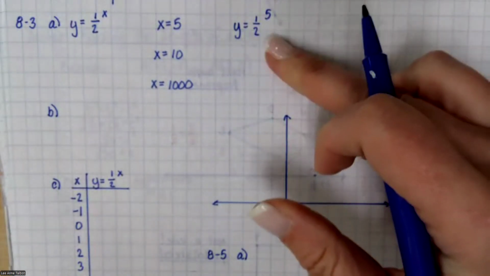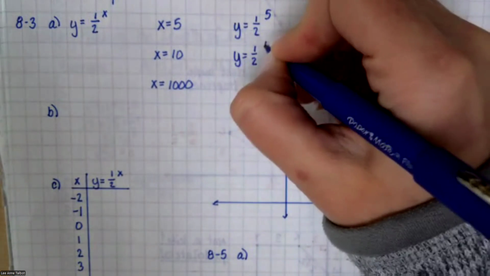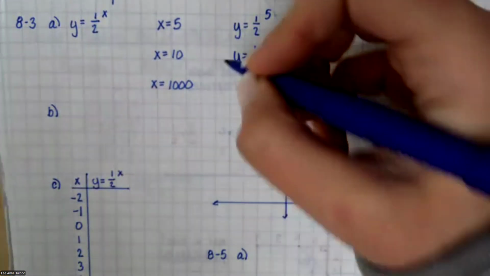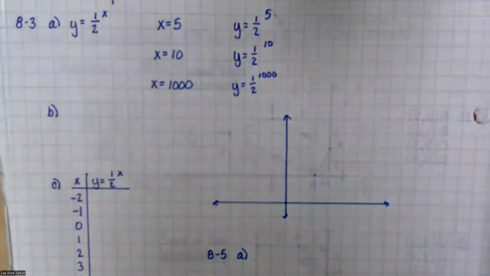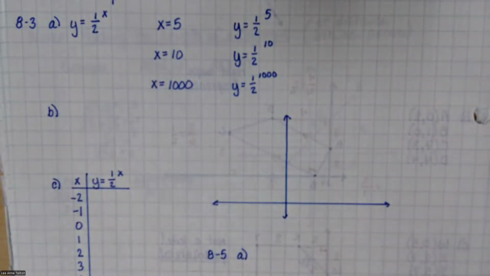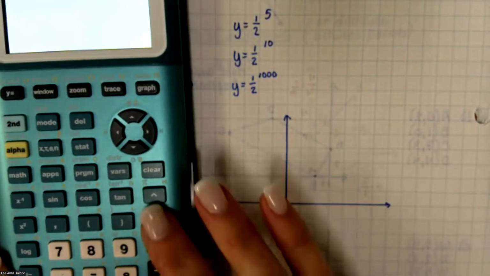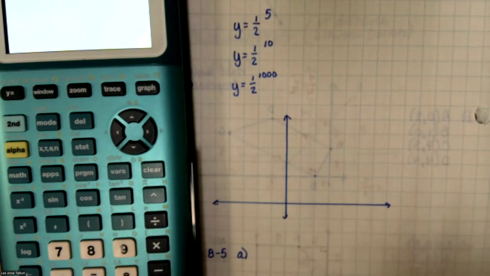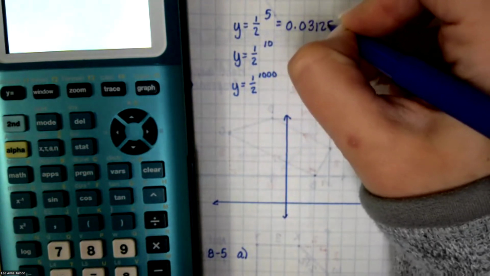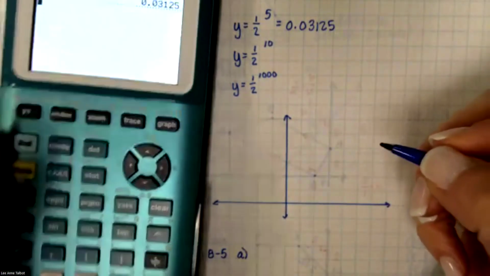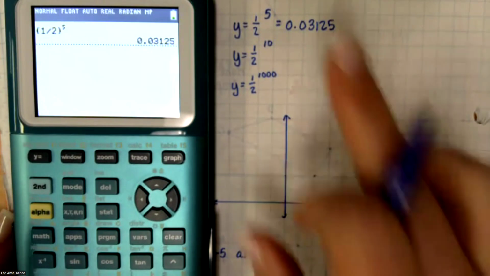And I'm going to plug in these 3 numbers. The first one I'm going to do is 1/2 to the 5. Then 1/2 to the 10. And then 1/2 to the 1000. I'm going to do those all in the calculator. Okay, so 1/2 to the 5 is 0.03125. Okay, that's a really little number.